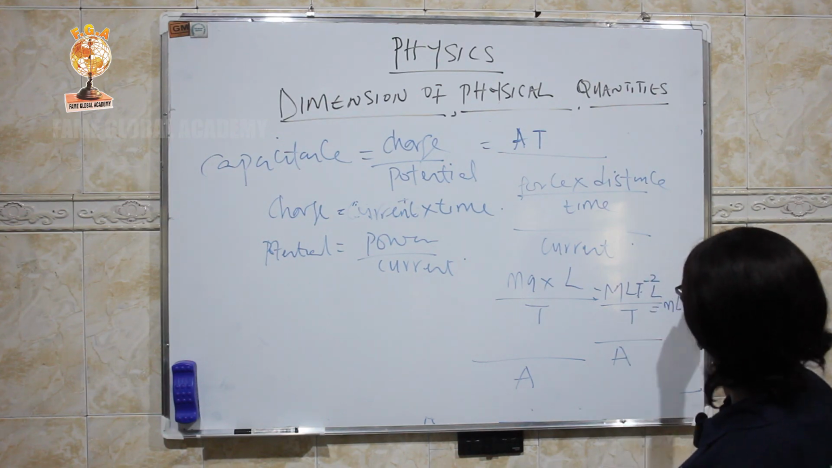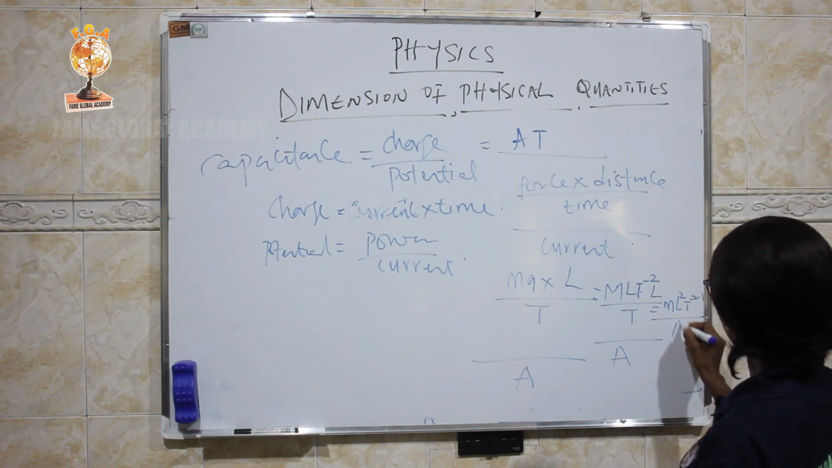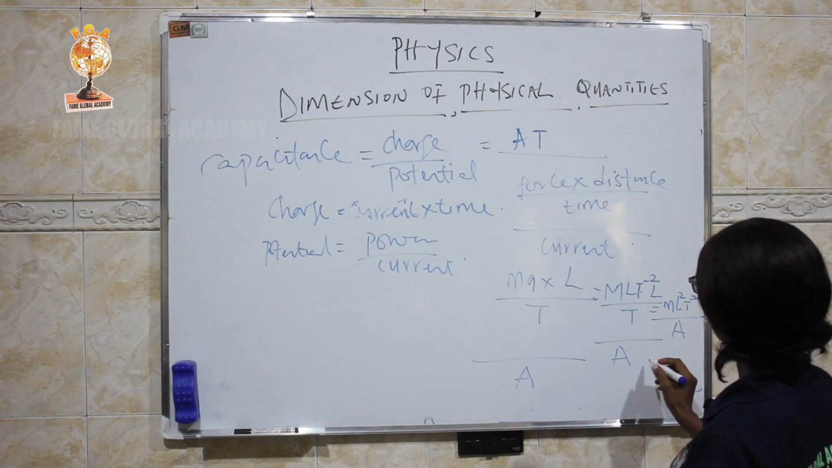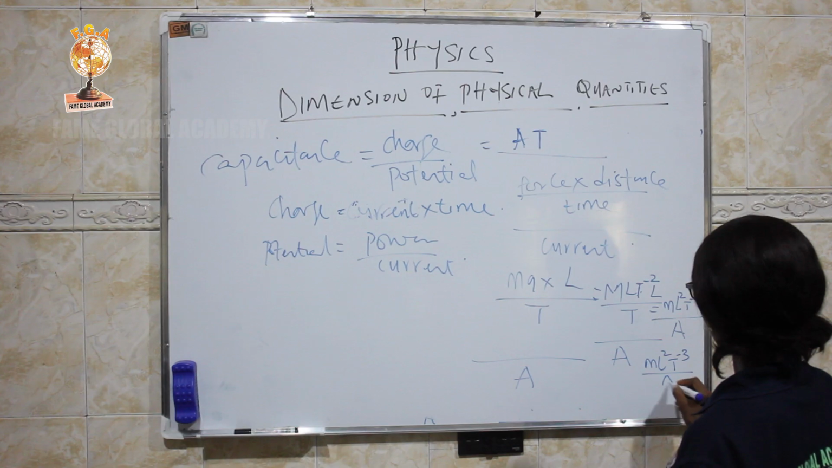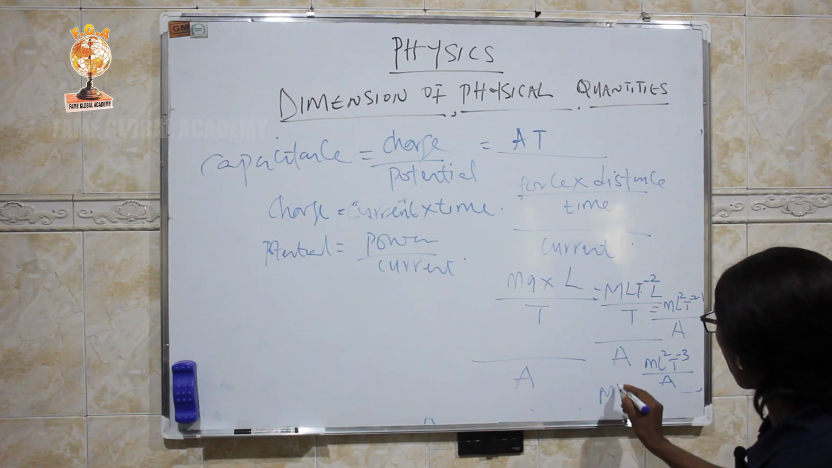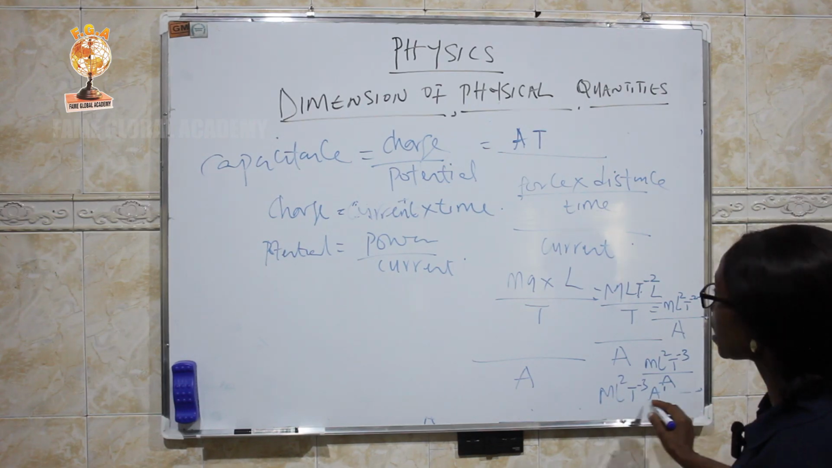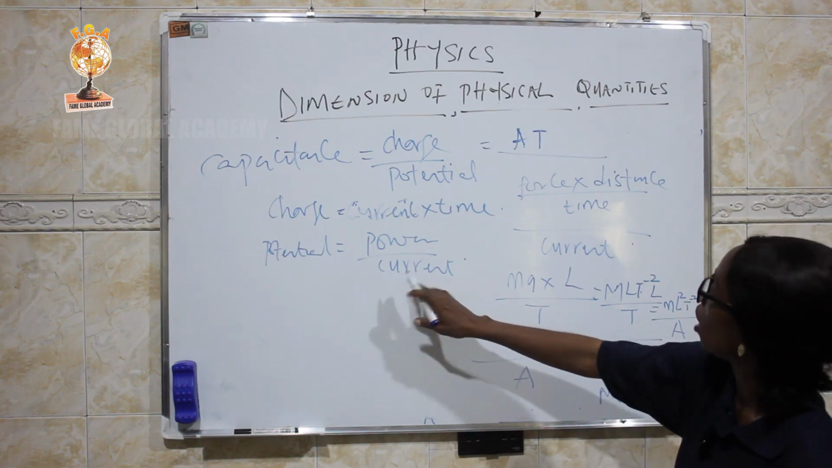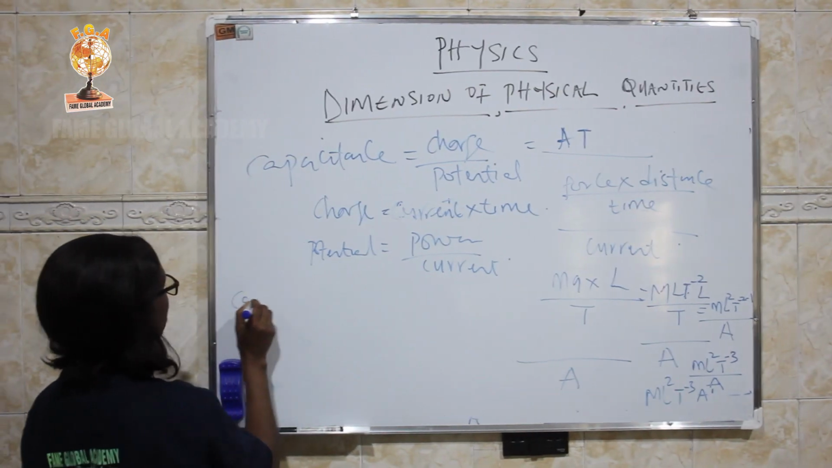If T goes up, it becomes minus 1, all over A. So it becomes ML squared T minus 3, all over A. If this A goes up now, it becomes ML squared T minus 3 A minus 1. This is now the dimension for potential. So put it together for capacitance.